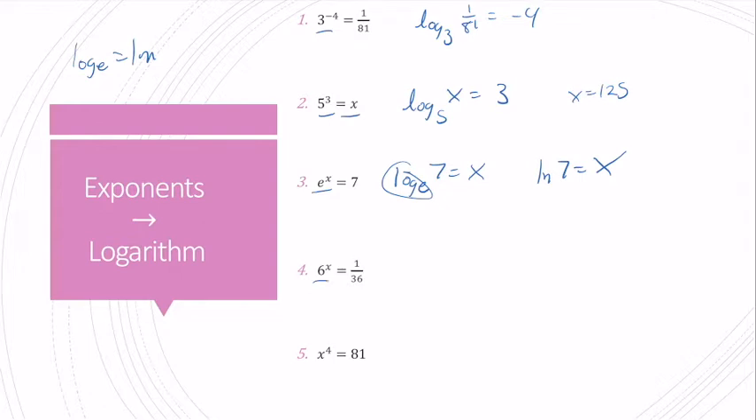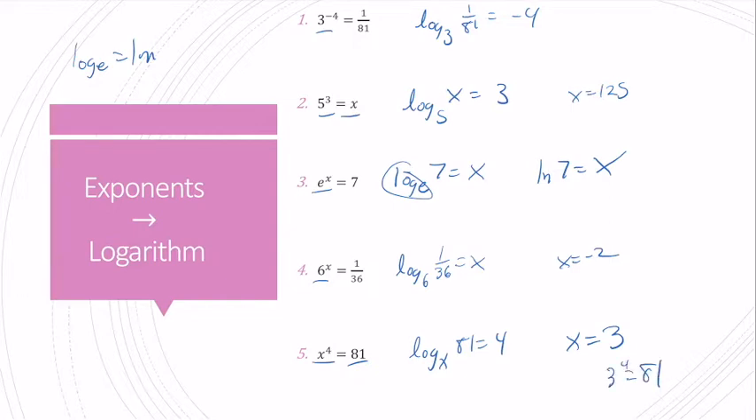If I have 6 to the x equals 1/36, that means log base 6 of 1/36 equals x. Well, here we know that x is negative 2. If I have x to the 4th equals 81, that means log base x of 81 equals 4. Well, I could solve for x here too. That means x is 3, because 3 to the 4th is 81. So log base 3 of 81 would be 4.